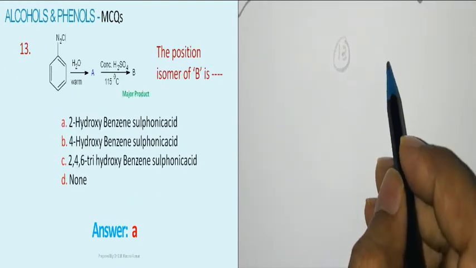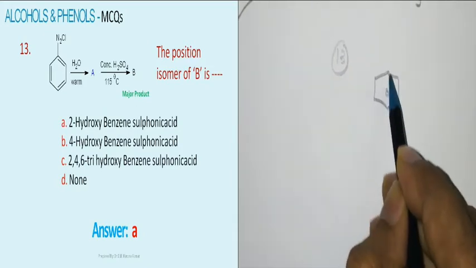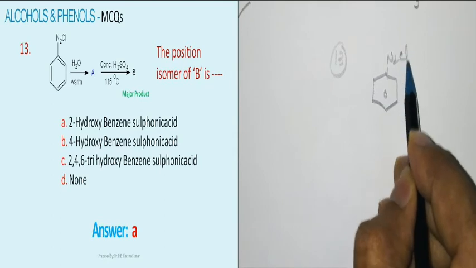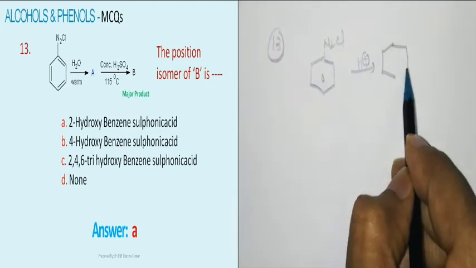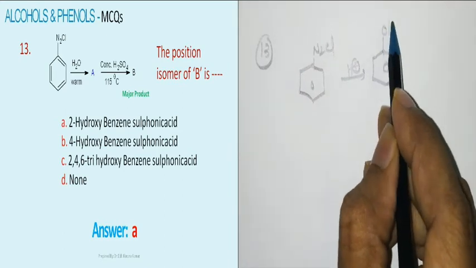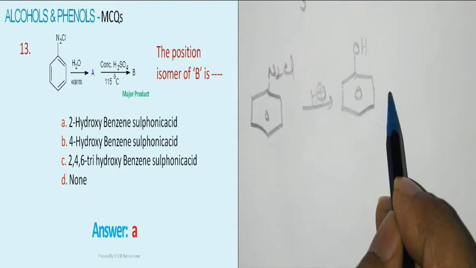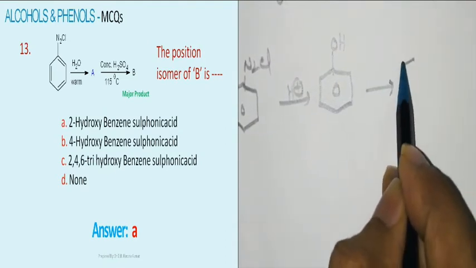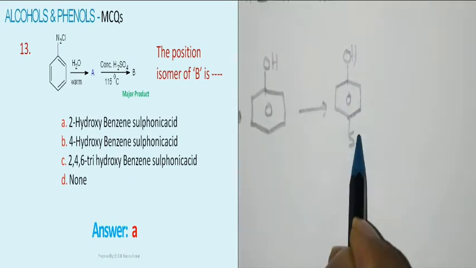13th question is a tricky question. Here he is taking benzene diazonium chloride. Benzene diazonium chloride on hydrolysis will give phenol. We know pretty well that point. This phenol on treatment with concentrated sulfuric acid at 115 degrees centigrade gives a thermodynamically stable product, namely 4-hydroxybenzene sulfonic acid. This is the product obtained.